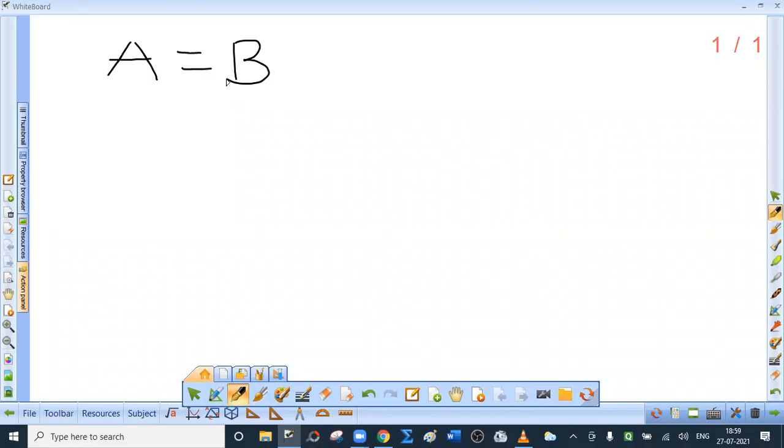Now equivalent sets. See, this definition is important. Two finite sets A and B are said to be equivalent if n of A equals n of B. See, I am not saying equal sets. It is true that if two sets are equal, then they are equivalent also. But equivalent sets need not be equal sets. I'll give you an example.